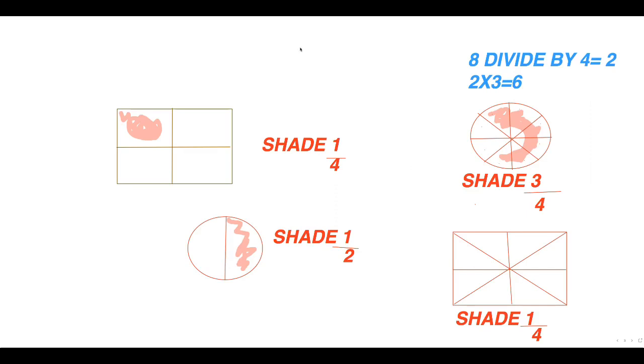All right, let's move on to the next one. So we have 1, 2, 3, 4, 5, 6, 7, 8. Oh, we have 8 again. So what we're going to do, the same thing. So we're going to go 8 divide by 4. So like we did on the top one, that is 2.